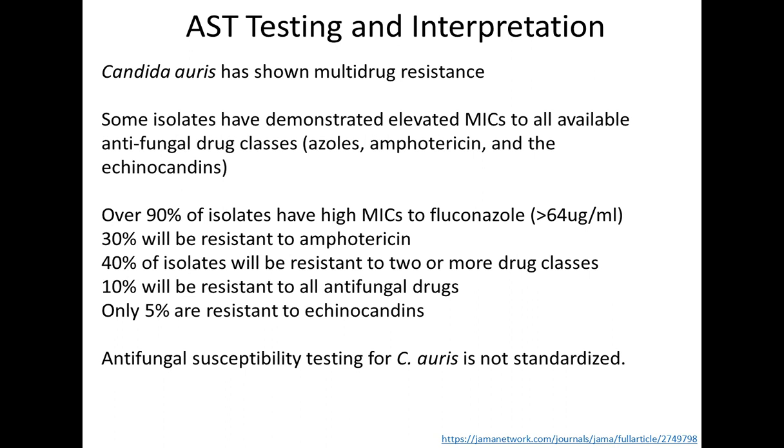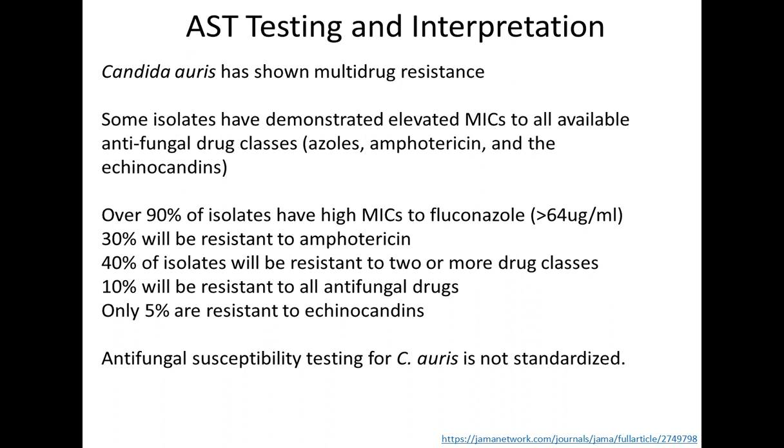40% of the isolates are resistant to 2 or more drug classes, and 10% are resistant to all antifungals. Only 5% are just resistant to echinocandins. So in that setup, I think that treatment changes before you identify the full species identification of the yeast, moving from something like an azole to, in areas of high Candida auris, something like an echinocandin, where there's a lower chance of resistance.